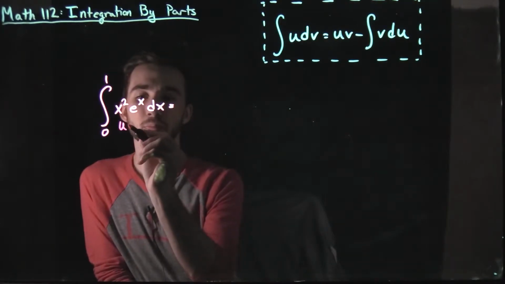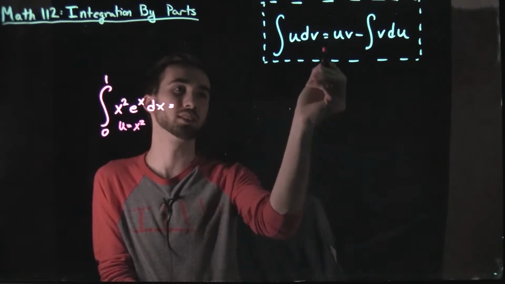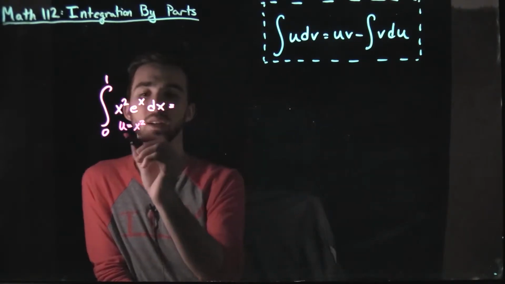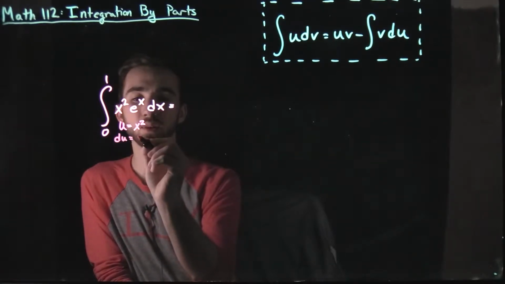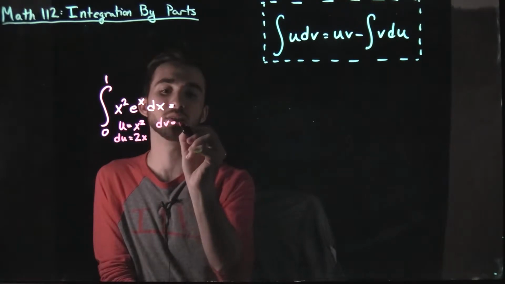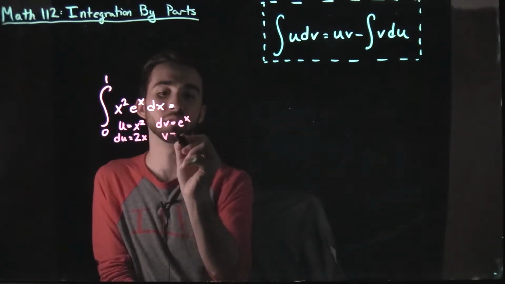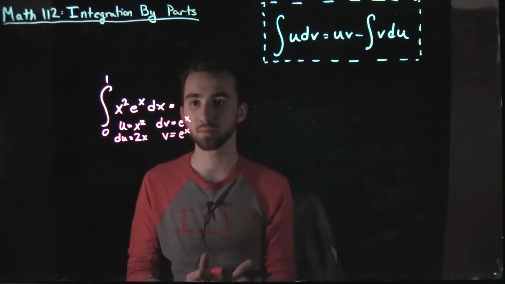We're going to first make our choice of u, because we are working on this side with our u dv. We are going to make u x squared, and we are going to choose du to be 2x. Just like the last video, we're going to take dv to be e to the x, and then v to be e to the x as well, because the integral is the same.